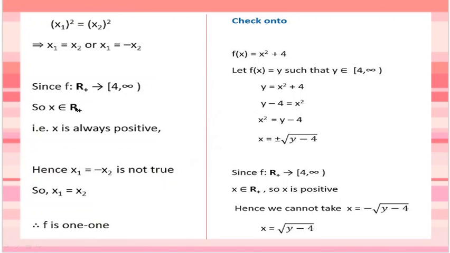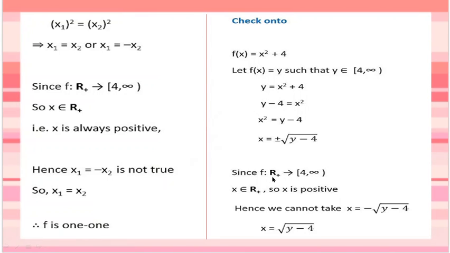X is always positive, so this negative, this second case we will ignore and we will take the first case, x1 equal to x2, so it means the function is 1-1. Now let's check onto. We will assume the given function equal to y: y minus 4 equal to x square, and we'll calculate x in terms of y, which is plus minus under root y minus 4.